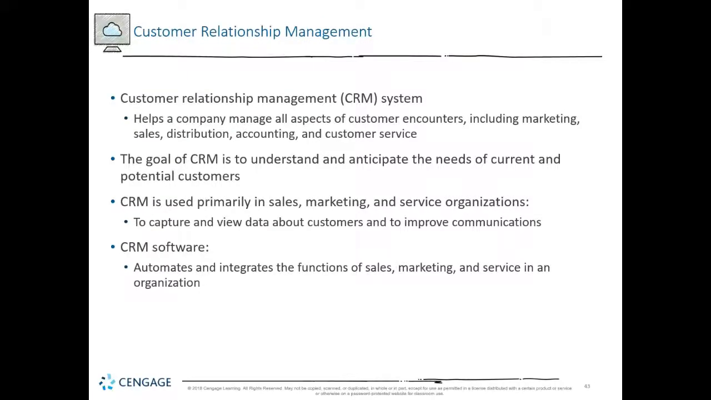Customer relationship management. CRM systems help a company manage all aspects of customer encounters, including marketing, sales, distribution, accounting, and customer service. The goal of CRM is to understand and anticipate the needs of current and potential customers. CRM is used primarily in sales, marketing, and service organizations to capture and view data about customers and improve communications. CRM software automates and integrates the functions of sales, marketing, and service in the organization.